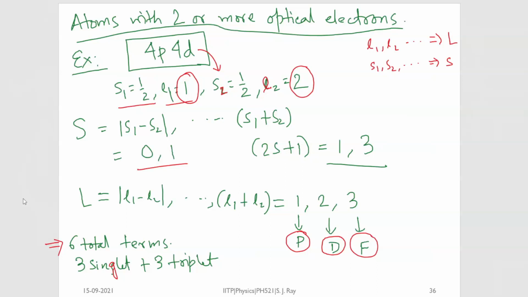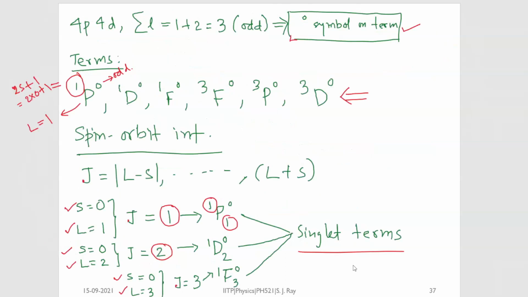Finally, for this case, if we have 4p and 4d, then we have s1 equal to half, l1 equal to 1, s2 equal to half, l2 equal to 2. From there we get the multiplicity from s, which will be 1 and 3, and from l only p, d and f terms will be present. If we put the symbols here, we get terms like 1P, 1D, 1F, etc.